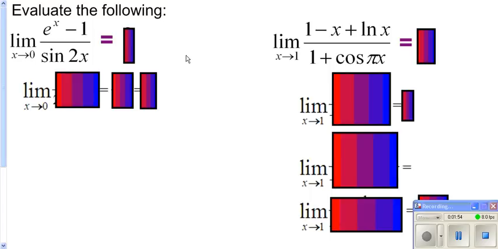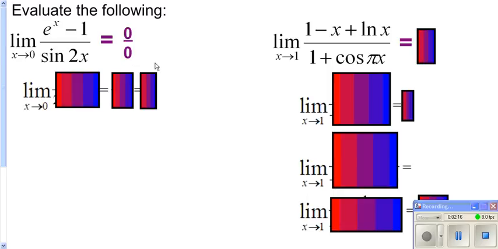But before you use L'Hopital's rule, you need to make sure you're dealing with a limit, you need to make sure you're dealing with a fraction, and you need to make sure it's an indeterminate form. So as we look at this problem here, if you plug in 0, you get a 1 minus a 1, which you know is 0. Plug in 0 on the bottom, you get the sine of 0, which you know is 0. So you get 0 over 0. So yes, it's an indeterminate form.